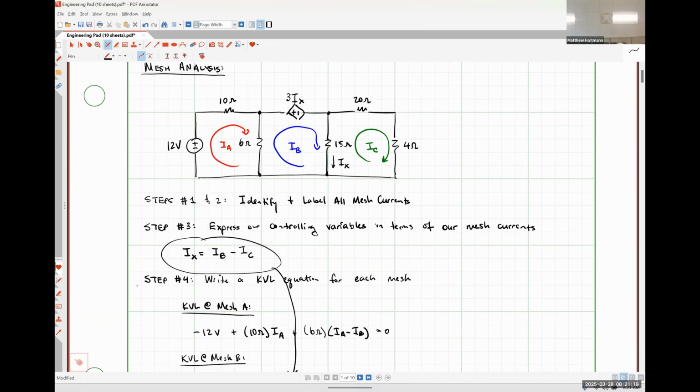So for example, if I wanted to know the power supplied by my dependent source, I would need to know the voltage drop across my dependent source, which is 3IX. So that would be 3 times IB minus IC. And then I would need the current flowing into the negative polarity terminal of that voltage source. What mesh current flows into the negative polarity terminal? So IB flows into the positive, so negative IB flows into the negative.